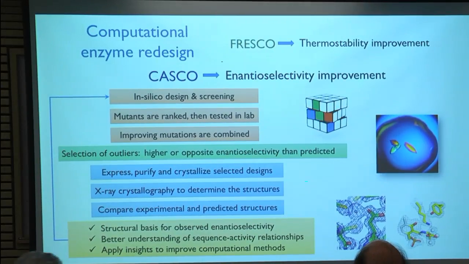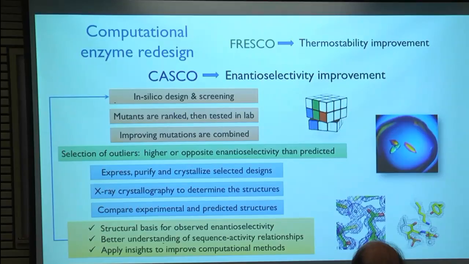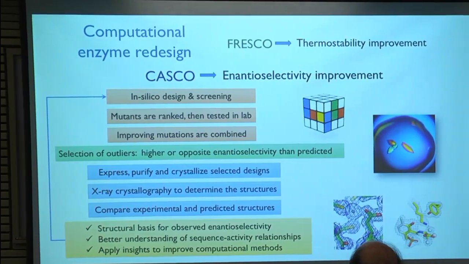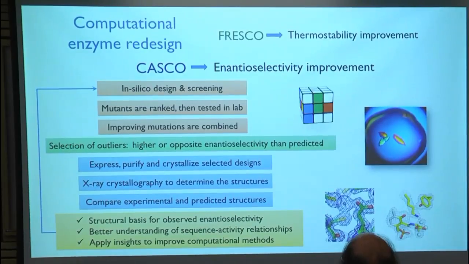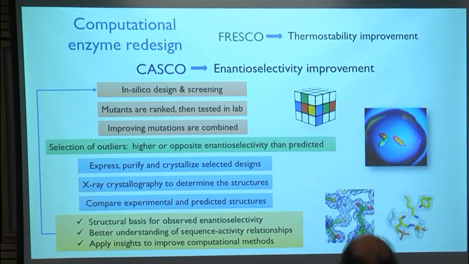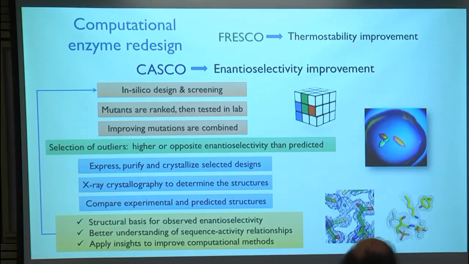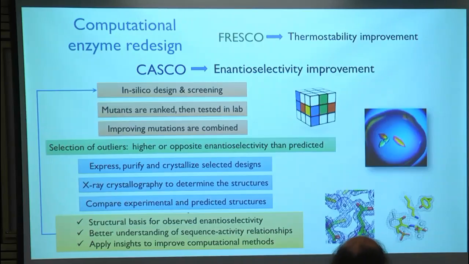They start from crystal structures on the PDB of some enzymes of interest. They do in silico design and screening by visual inspection, and then those mutants are ranked by MD simulations. The ones that are positive in the screening and the simulations are tested in the lab. If the mutations appear to be helpful, then they get combined and tested again.